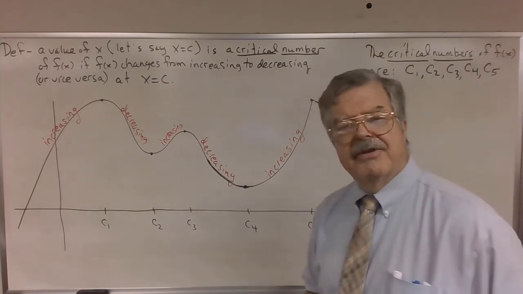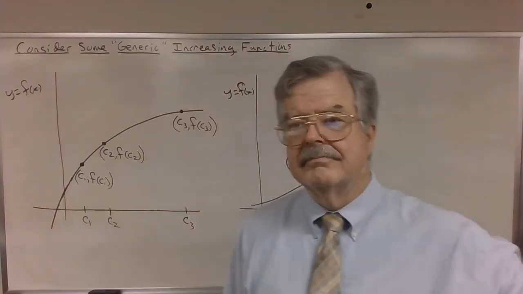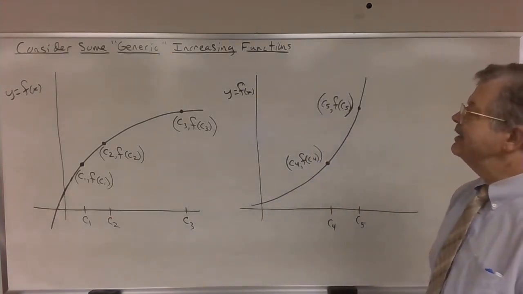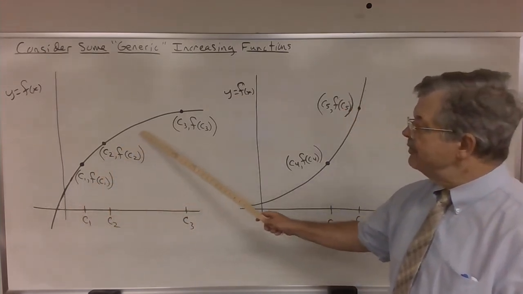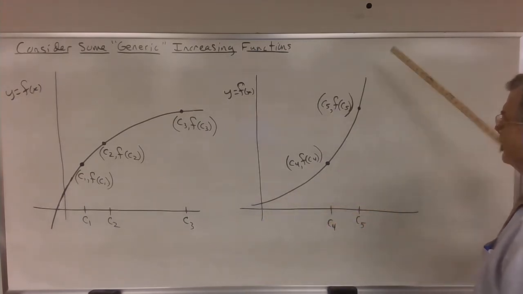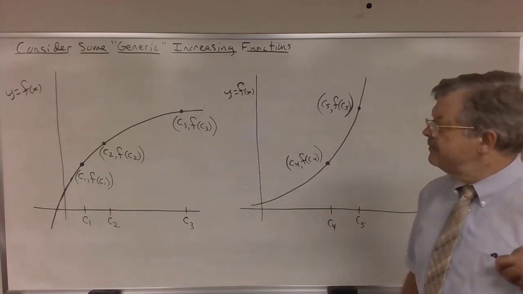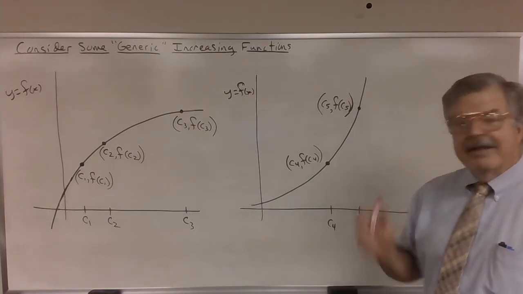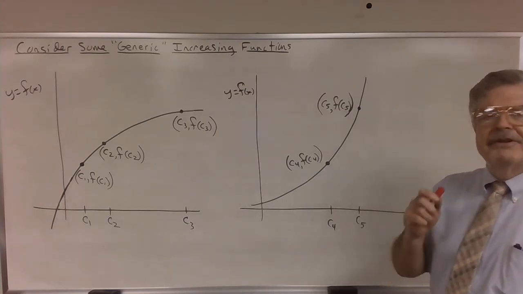Now we're going to discover something else about increasing and decreasing functions. Okay, I've drawn a couple of generic increasing functions here. As we move along the graph going from left to right, the graphs go uphill. They're increasing. And what I'd like to do is, at some random points on the graph, draw some tangent lines and compute the slope of the tangents.